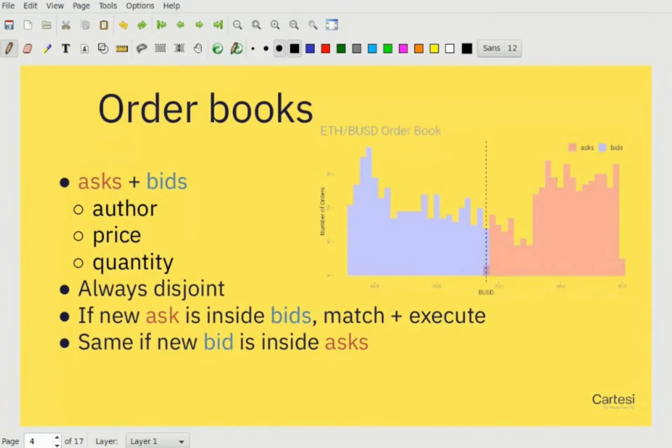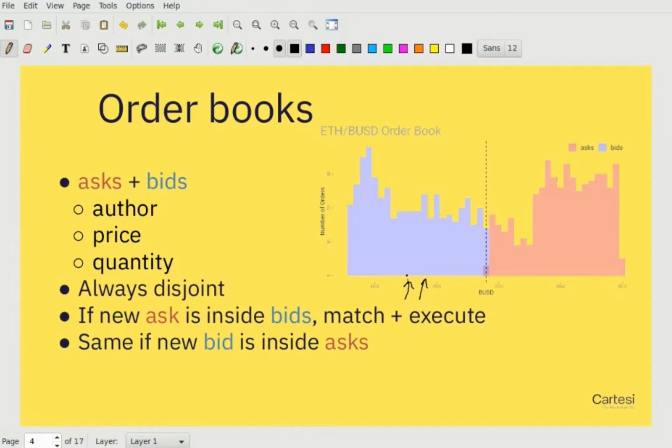Okay, so let's talk about the usual way people think about exchanges. If you go, for example, to Interactive Brokers or some other non-decentralized exchange, it's going to look like this. You have people making bids, say to buy Ethereum using BUSD. Here's the price in BUSD people are bidding on, and here's the volume.